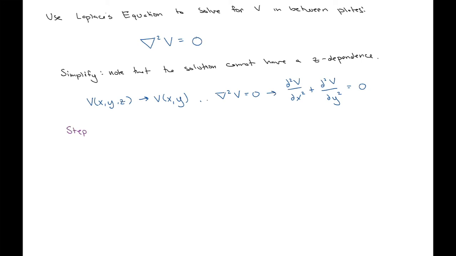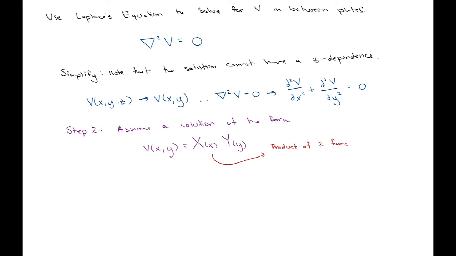Let's do step 2, which is assume a solution of the form. This will be a pattern, but basically you're going to assume that the voltage is going to be equal to the product of two functions. This is a big X. This is a big Y. The product of two functions that just depend on x and y. So this is the start of the separation of variables process. This is going to simplify things.